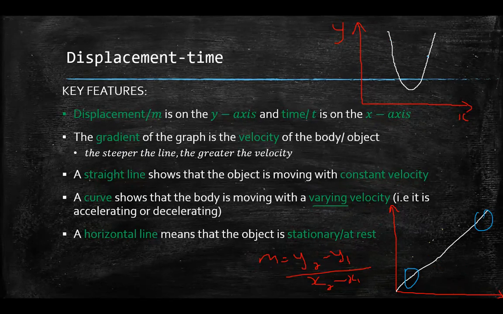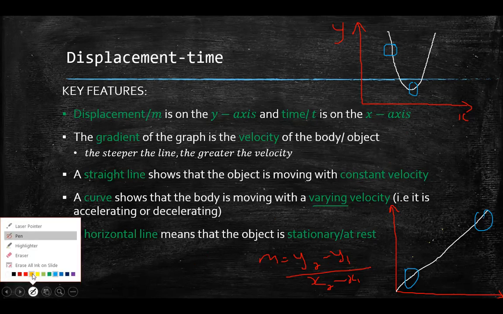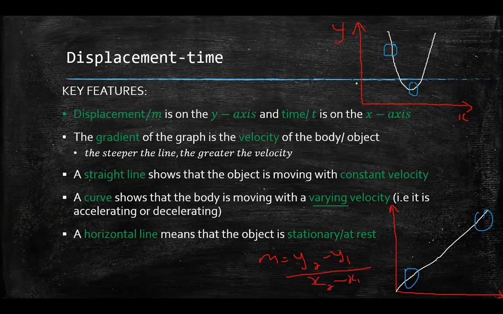But because this is a curve and not a straight line, I cannot just apply this formula. I cannot take 2 points on this curve, let me say this point and this point, substitute them into my formula and say, okay, that's my gradient. No, because for a curve, at different points, the gradients are different. Do you understand that? Yes, miss.